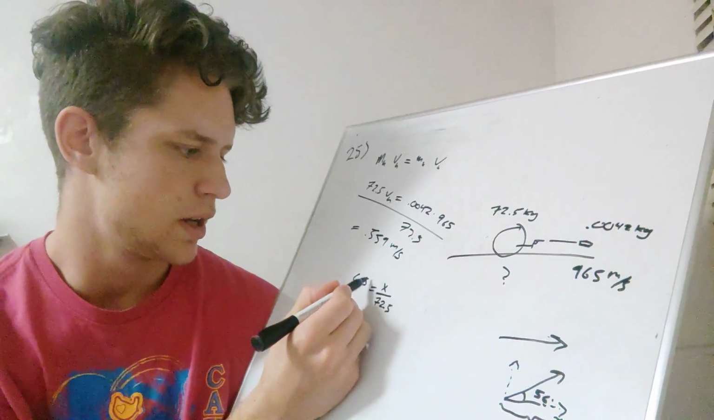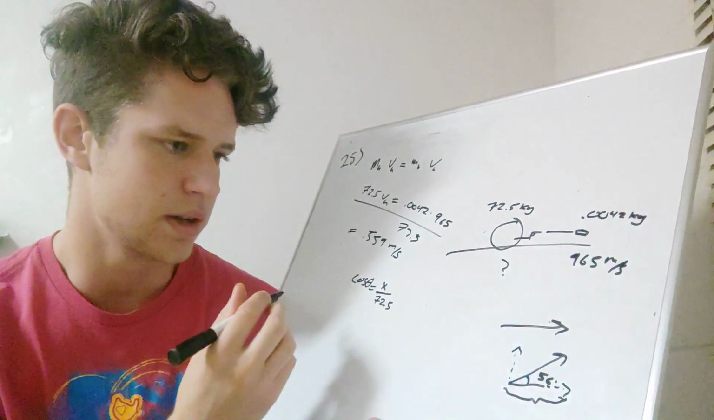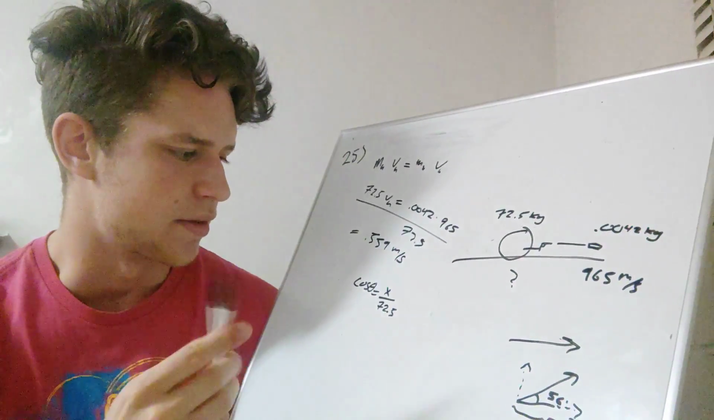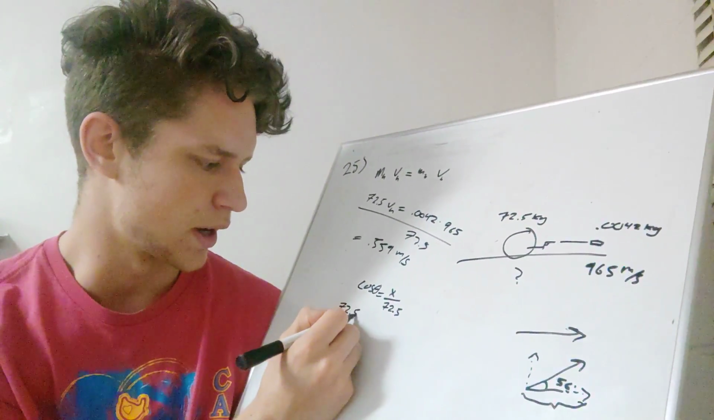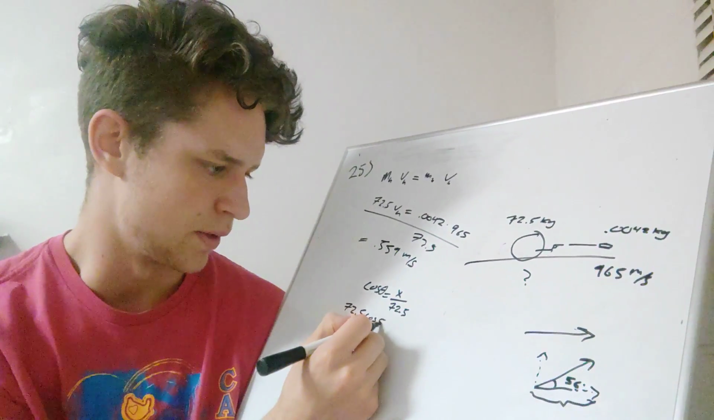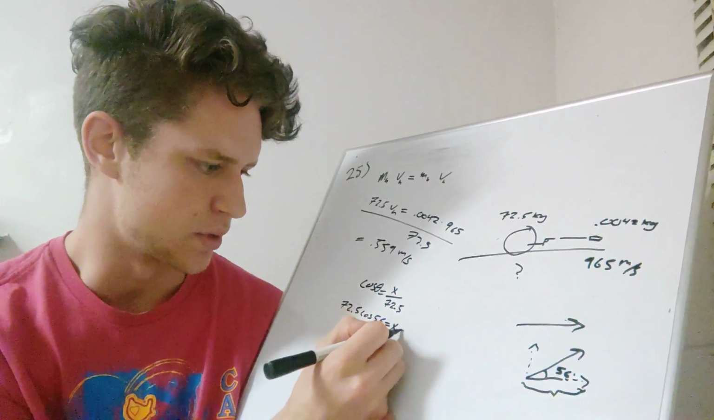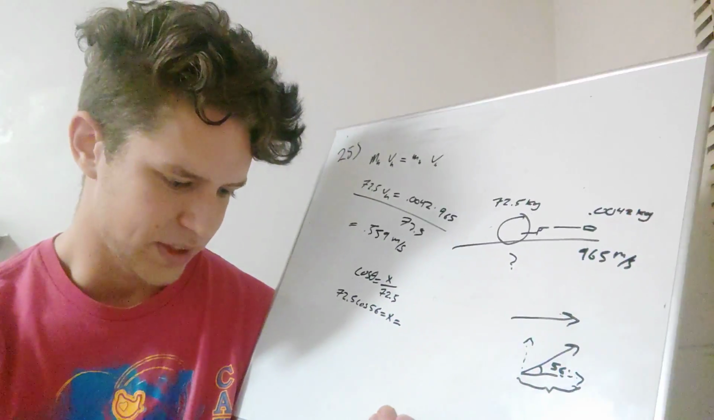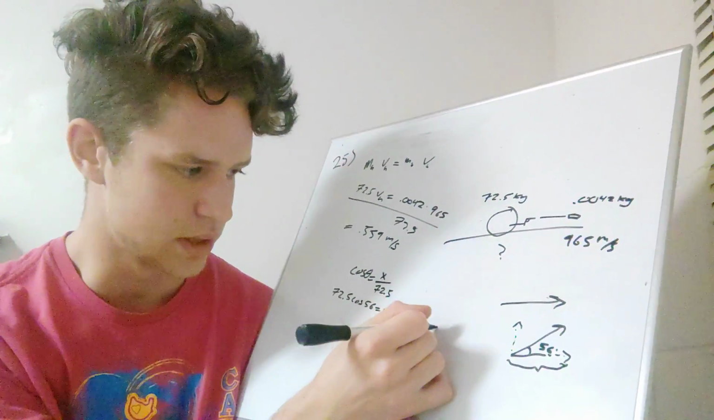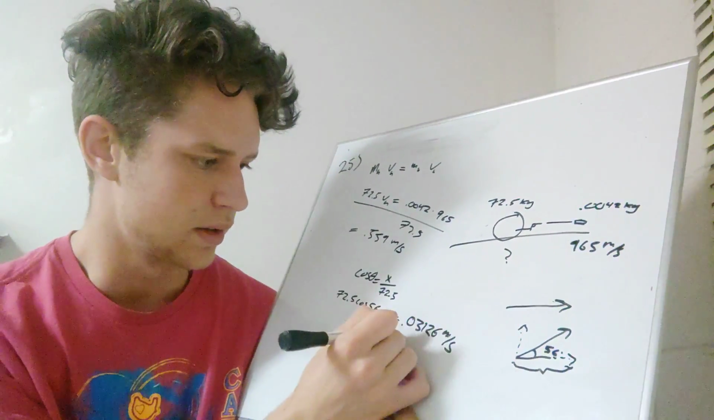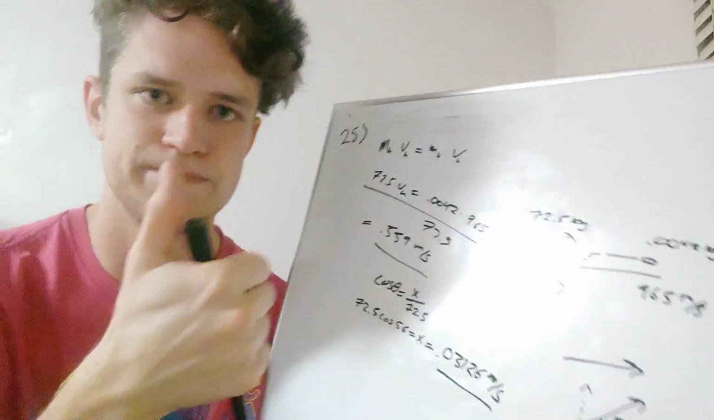So what you do, this is our theta, which is 56. I just don't have enough room to write that in. So 72.5 times cosine of 56 equals your x, which is going to be equal to 0.03126 meters per second. So that's our two answers.